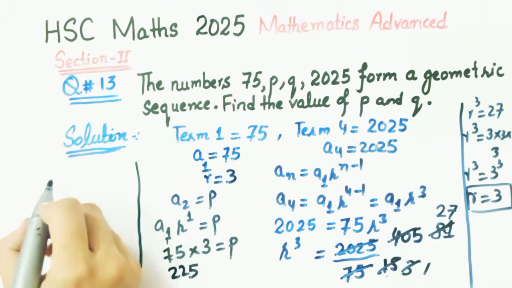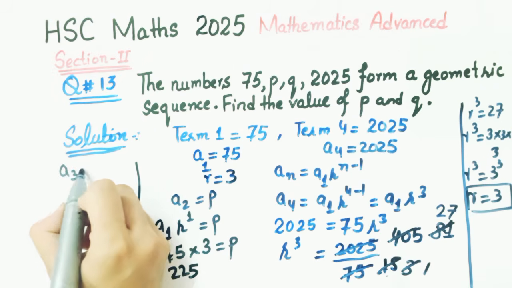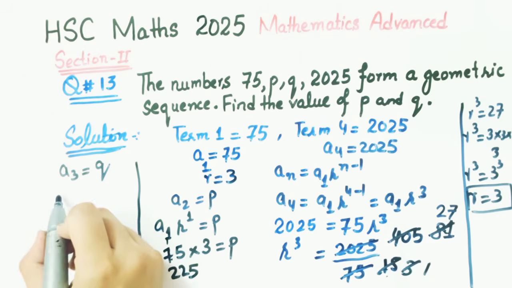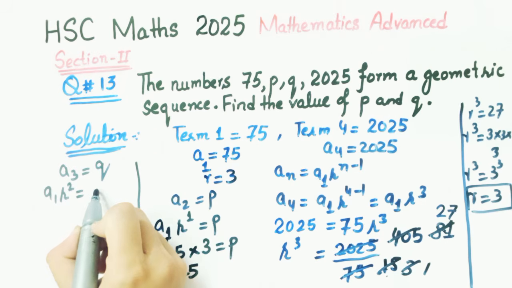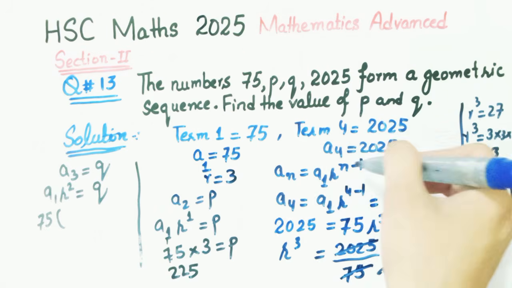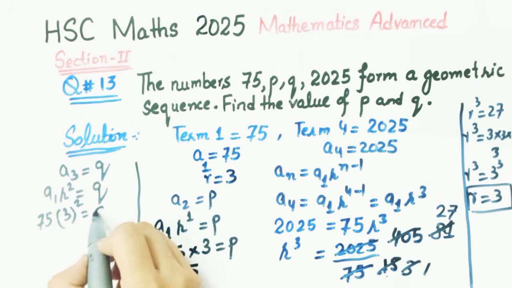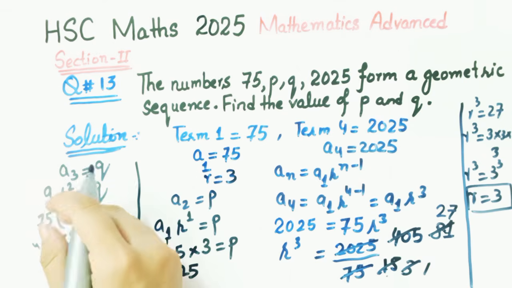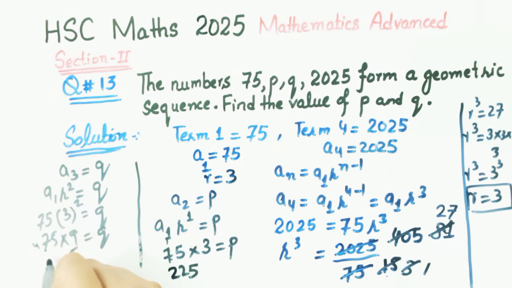Now we will continue this procedure to find the value of A3. A3 equals Q. The formula for this one is A1 R to the power n minus 1, means A1 R to the power 3 minus 1, which is 2, and that equals Q. So A1 is 75 and R is 3 squared, equals Q. So 3 squared is 9, 75 times 9 equals Q. So 9 5s are 45, 5 and 4 carry, 9 7s are 63, 64, 65, 66 and 67. So 675 is the value of Q.